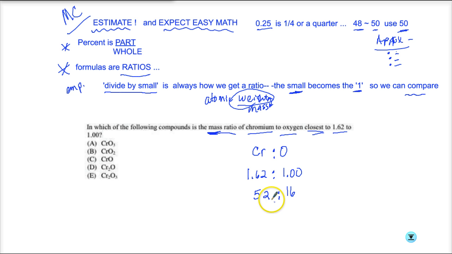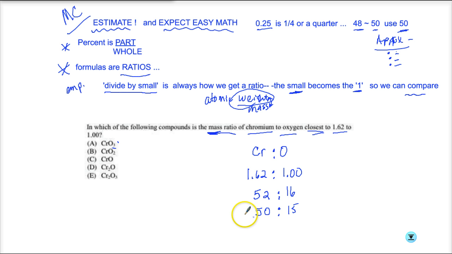All right, now, okay, so these formulas, it's going to be some mass ratio, and so I can get that by looking at those subscripts. All right, so 52 looks like an ugly number to me, so I'm going to make it a 50, and I'm going to make 16 a 15 because I can do 15s in my head and I can do 50s in my head.